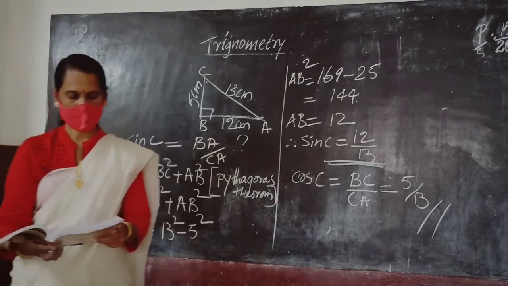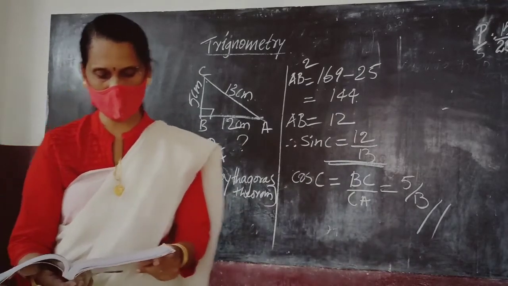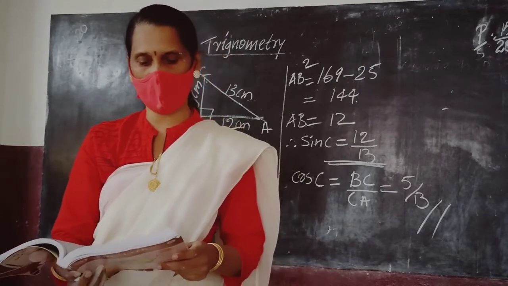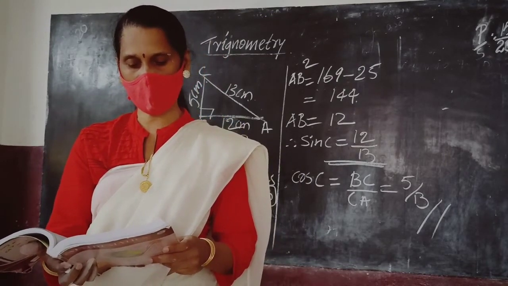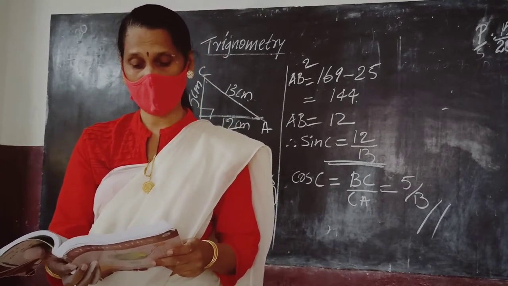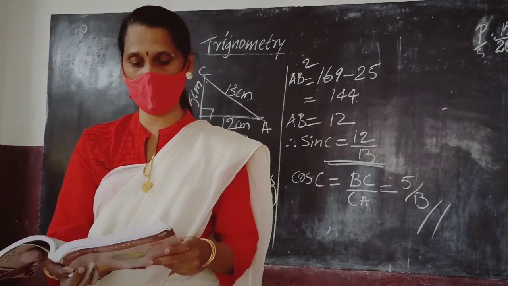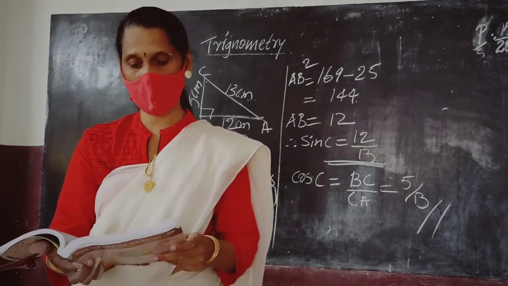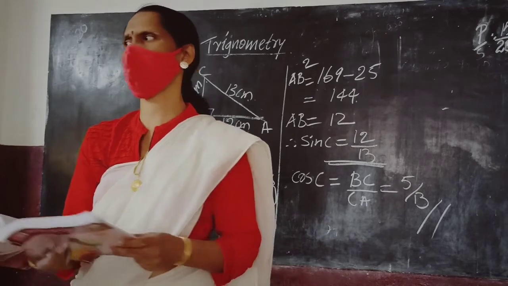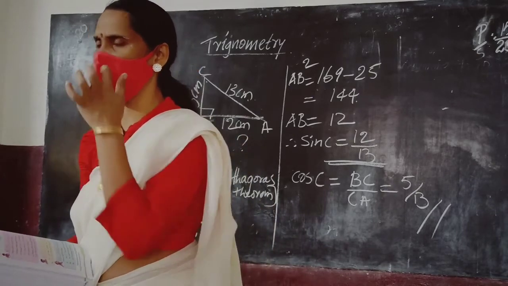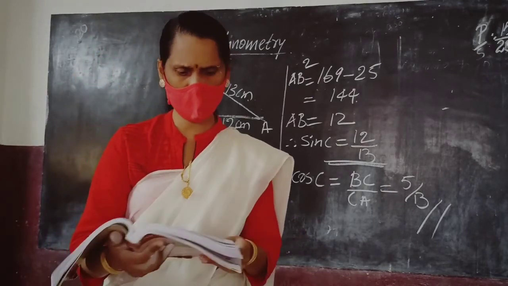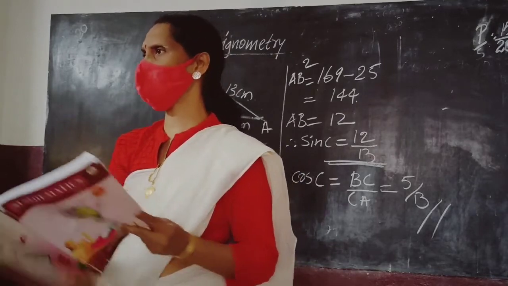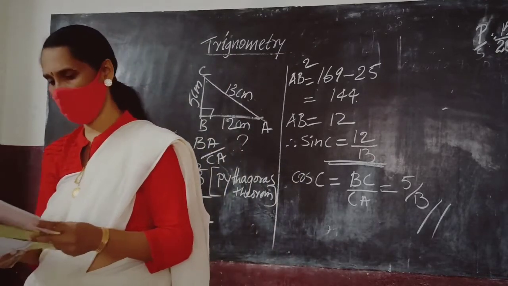In a triangle XYZ, angle Y is right angle. XZ is 17 centimeter and YZ is 15 centimeter. Then find sin X, cos Z and tan X. Same problem, same type, same model. No need of doing that one. Same way how to do that one. You can do it as homework. Next.